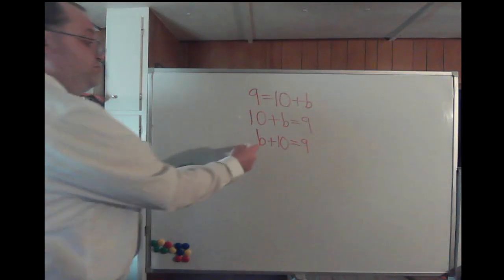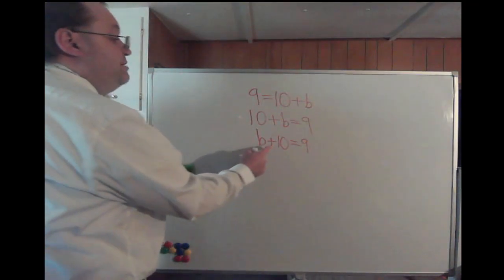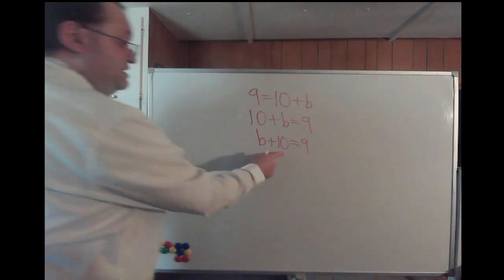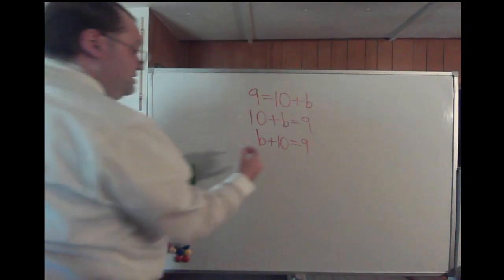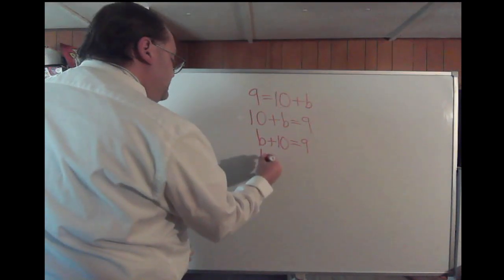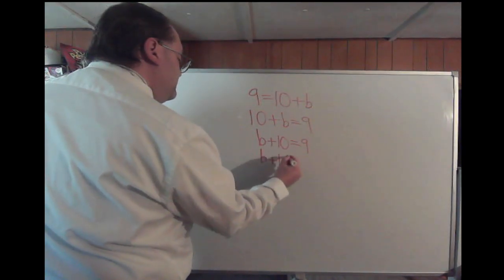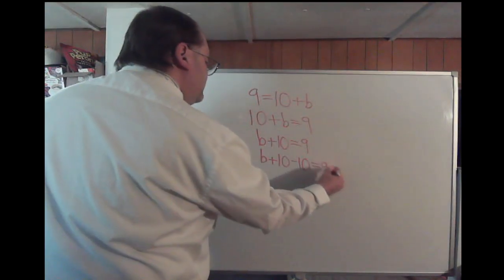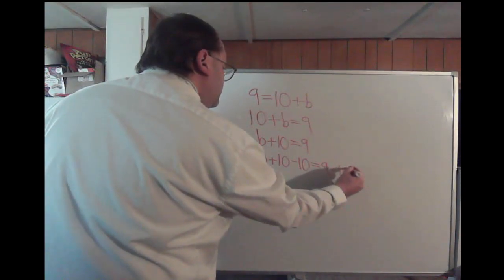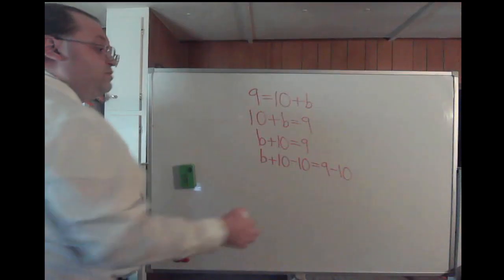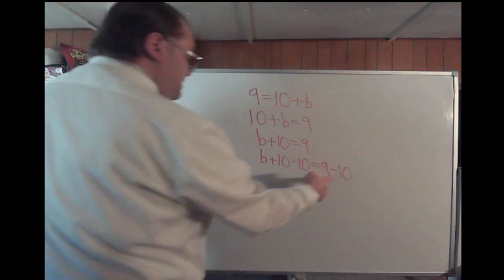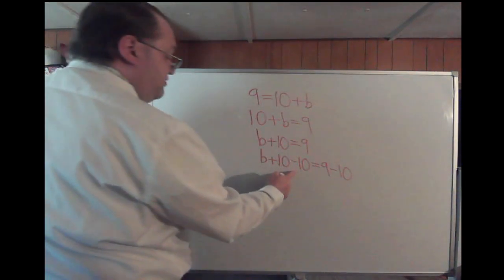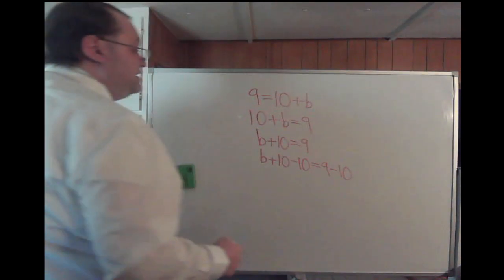So now we have b, we want to get b by itself. Well, we have plus 10, so we need a minus 10. So what you'll do is b plus 10 minus 10 would be equal to 9 minus 10. Because again, I'm going to emphasize it again, what you do to one side, you got to do to the other. We subtracted 10 from the left side, we got to do it to the right side too.